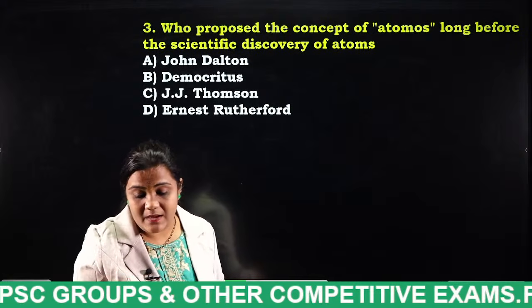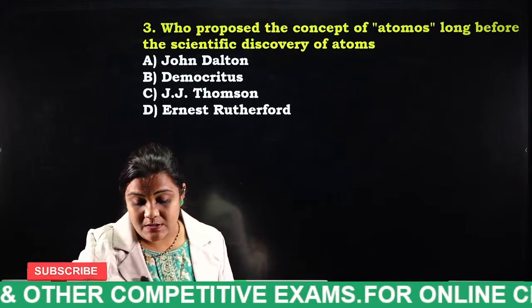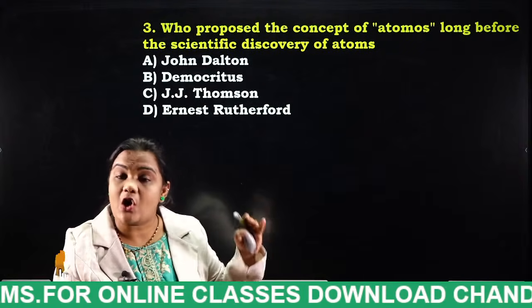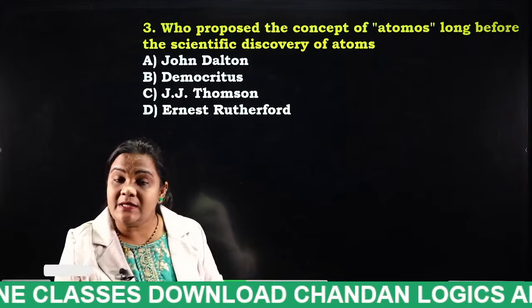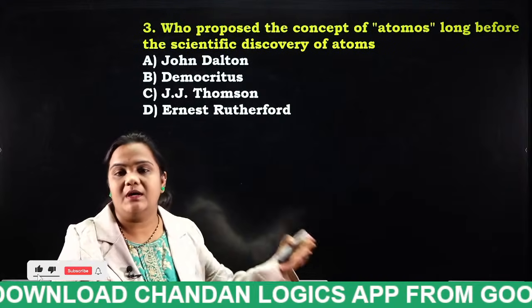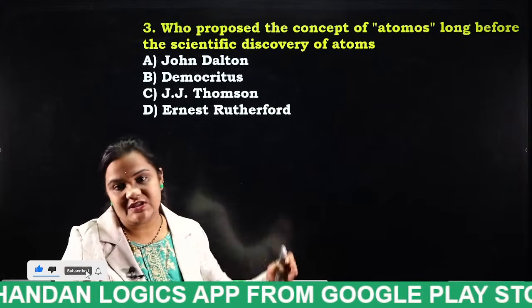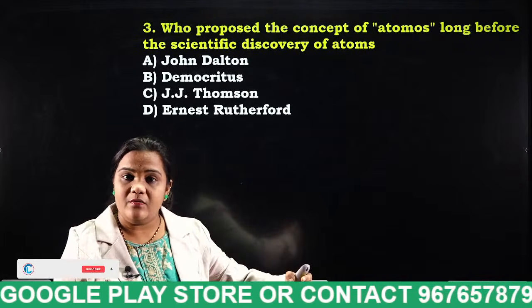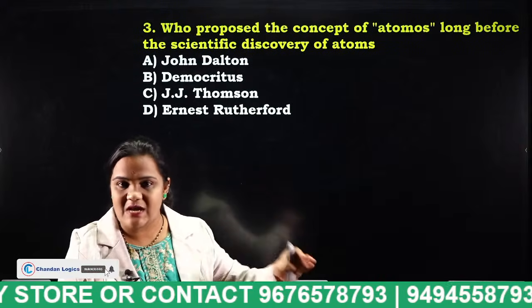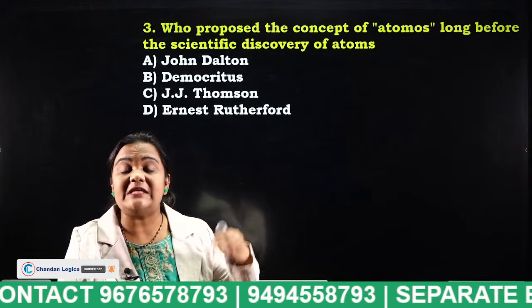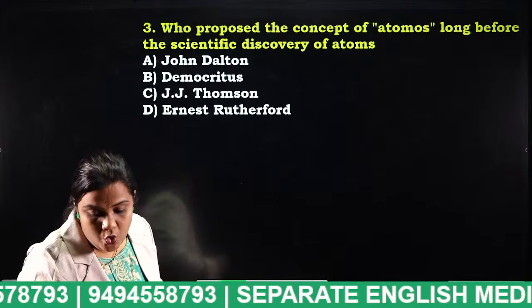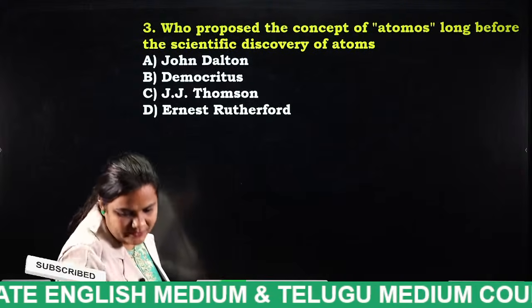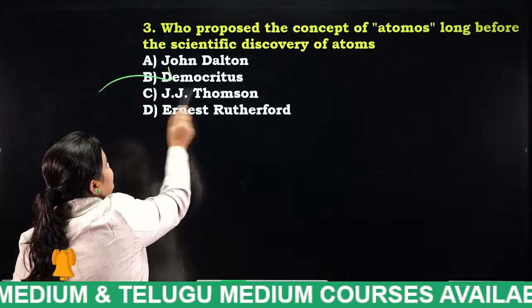Listen properly, students. Read the question properly. Who has discovered the concept of atomos? Even before the atom was discovered by John Dalton in 1808, right? Even before him, one person, a famous Greek philosopher, explained the concept of atomos. So, who is he? Very good. Okay, and the answer for this question is Democritus.